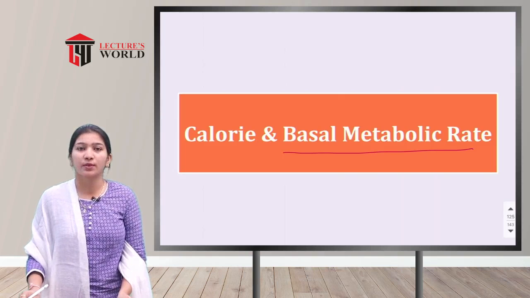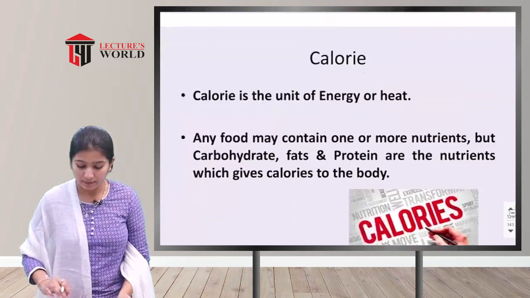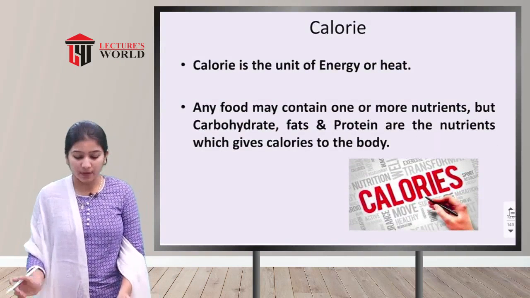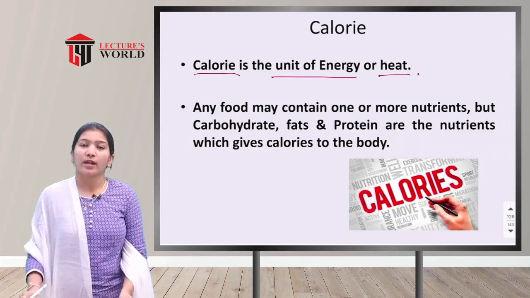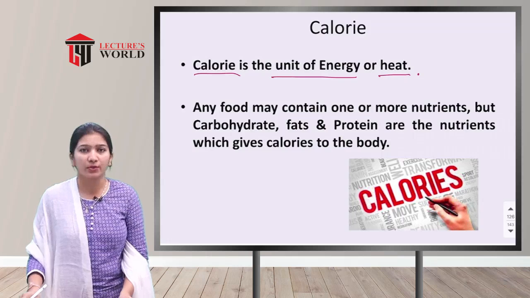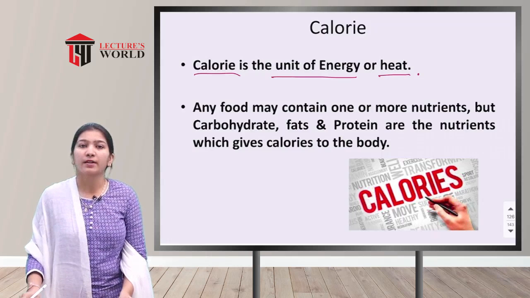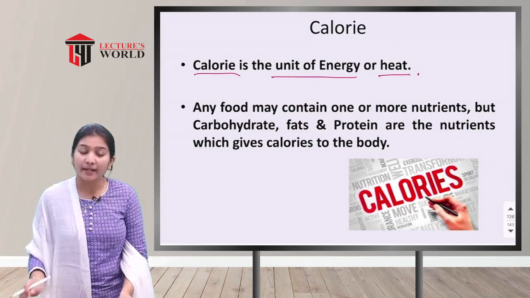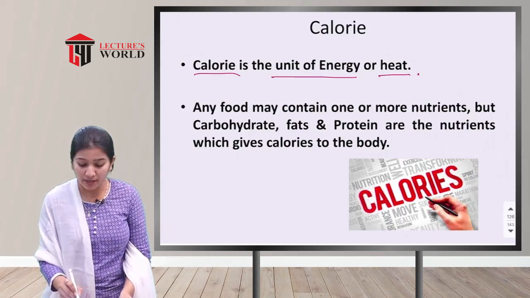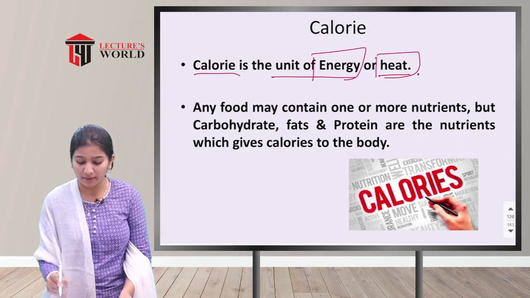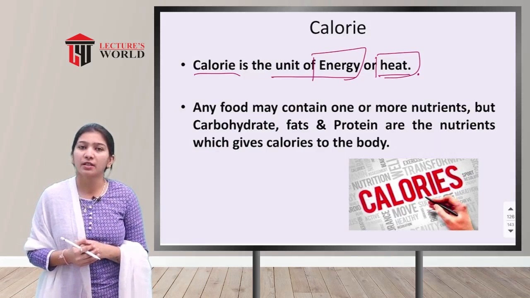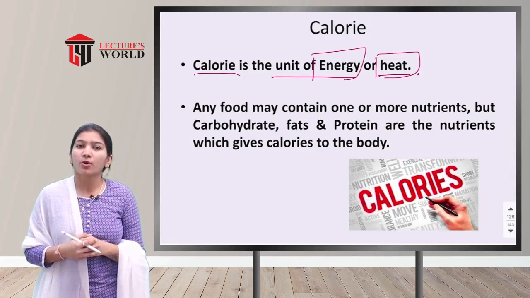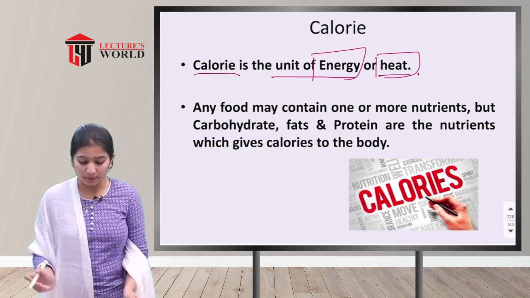So let's start first with the calorie. So what is calorie? Calorie is the unit of energy or heat. Whenever we are eating any kind of food, that food contains various kinds of nutrients, and from each nutrient we are getting different amounts of calorie. That calorie is the unit of energy, or we can say unit of heat. The amount of energy reserved in our body is all measured in the form of calorie. The unit of energy is kilocalorie.